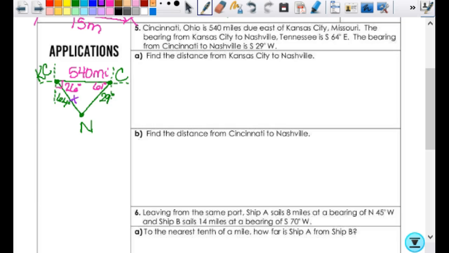Well, I know that 61 goes with x, so the sine of 61 over x equals the sine of what? Oh, I don't have it. Can I find it, though? I don't have it, but this is the angle that I need, right? So I add these two together and subtract from 180, and I get what? 93. Okay, so that means I'm going to use the sine of 93 over 540.